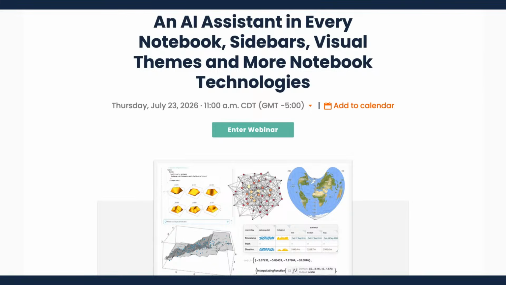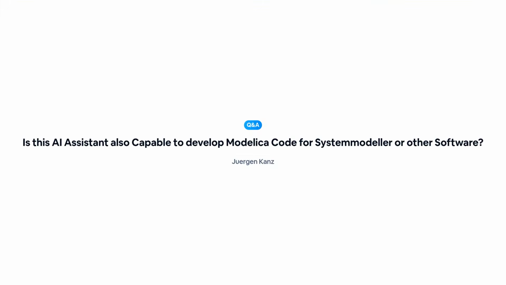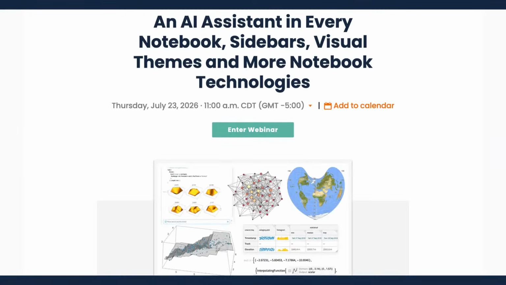Is the AI assistant also capable of developing Modelica code for System Modeler or other software? It certainly is aware of and is able to directly use the system model functionality that's available in the kernel for Mathematica, for the Wolfram app. I also will give a shout out to the System Modeler team, who just released a package of agent skills for System Modeler, and I was trying those out earlier this week.